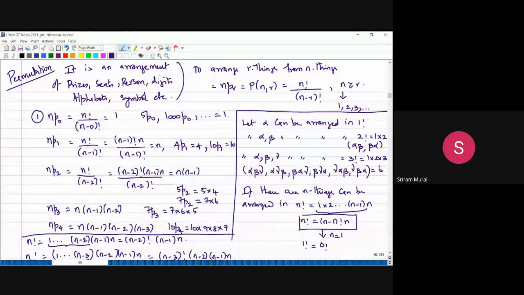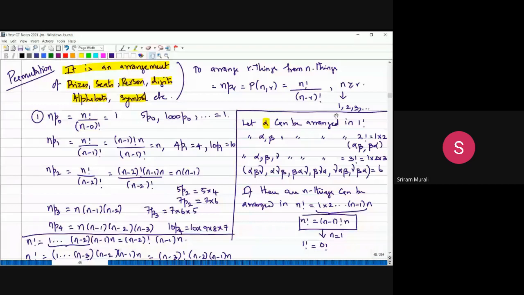So now I just give an introduction about what is permutation. By next class I continue. Permutation is nothing but an arrangement. Arrangement of what? Prizes, seats, persons, digits, alphabets, symbols. These things can be arranged. For example, take this alpha. Alpha is a symbol. In the place of alpha, I can bring prize, seat, person, digit, alphabet, anything.